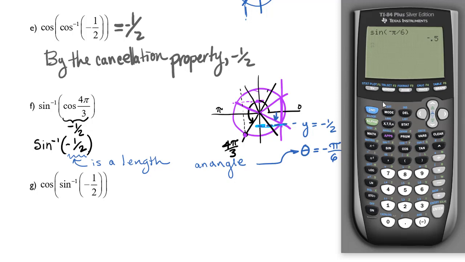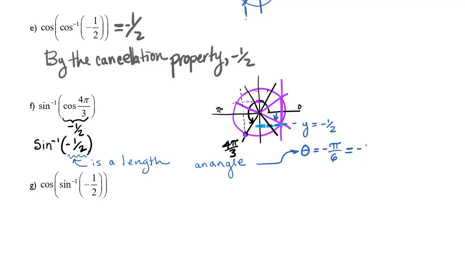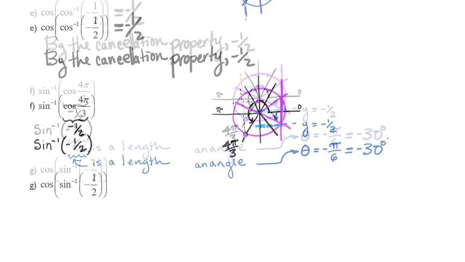So let's see if this will make sense. Let's actually put it back in degree mode first so that you can see that negative pi over 6 corresponds to degrees. We're going to take the arc sine of negative 0.5, and we get negative 30 out. Negative 30 is an angle in the counterclockwise direction.